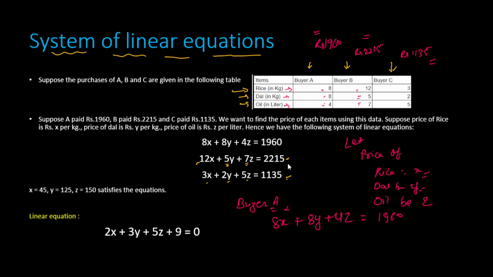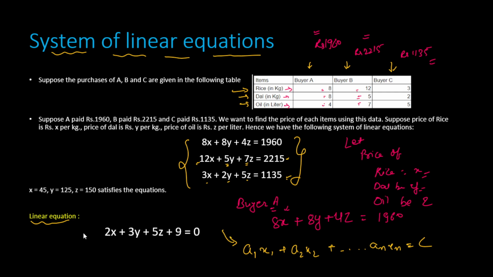Okay, so now this representation is known as a system of linear equations. We got the equations. When we talk about a linear equation, basically this is a1x1 plus a2x2 plus up to anxn equals something called c. So this is what we know as the linear equation, and this is an example of a linear equation. So we have represented the data in the form of a system of linear equations.